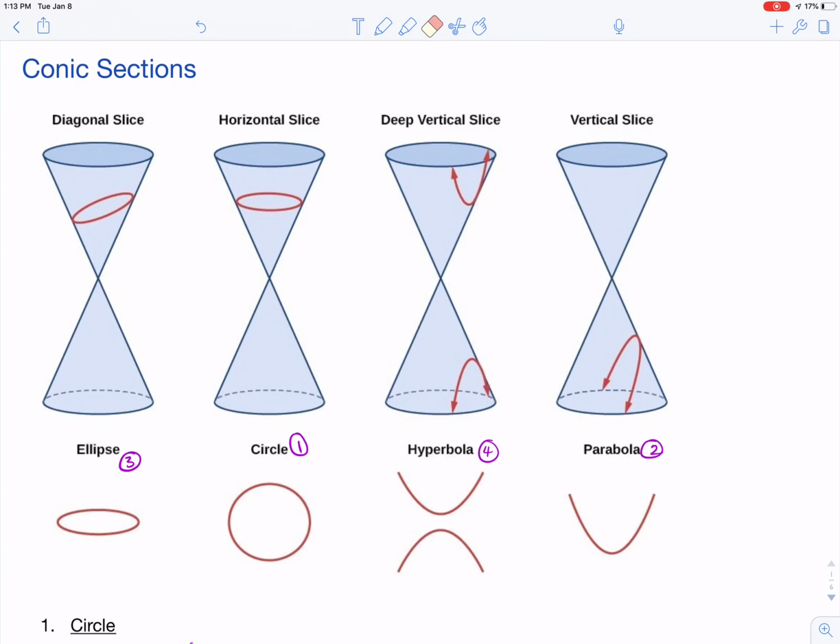Hey folks, welcome back to the discussion on conic sections. This is going to be our last video in this particular set of notes.